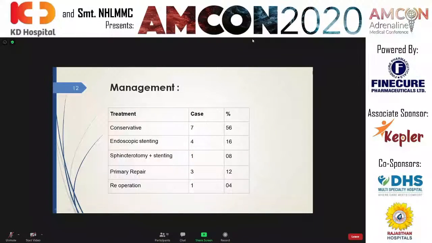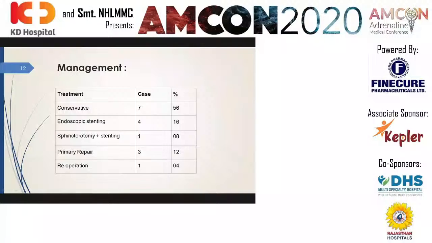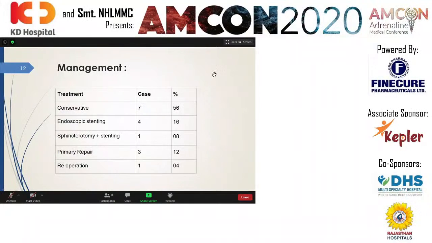Now we talk about the management part. For post-operative biliary leakage, the management will be considered as conservative. 56% of patients have been conservatively managed post-operatively, followed by endoscopic stenting, sphincterotomy plus stenting, or intraoperative primary repair with T-tube insertion, and 1 case has been re-explored for biliary leakage.